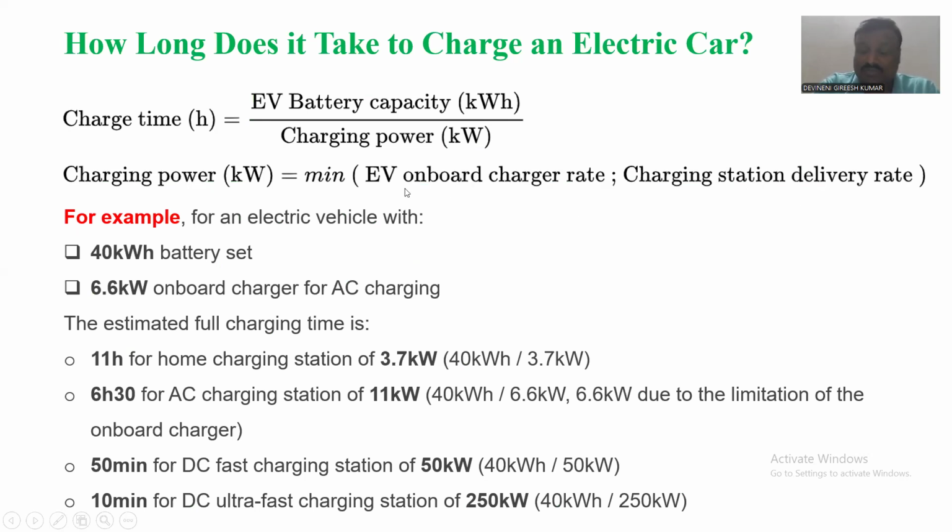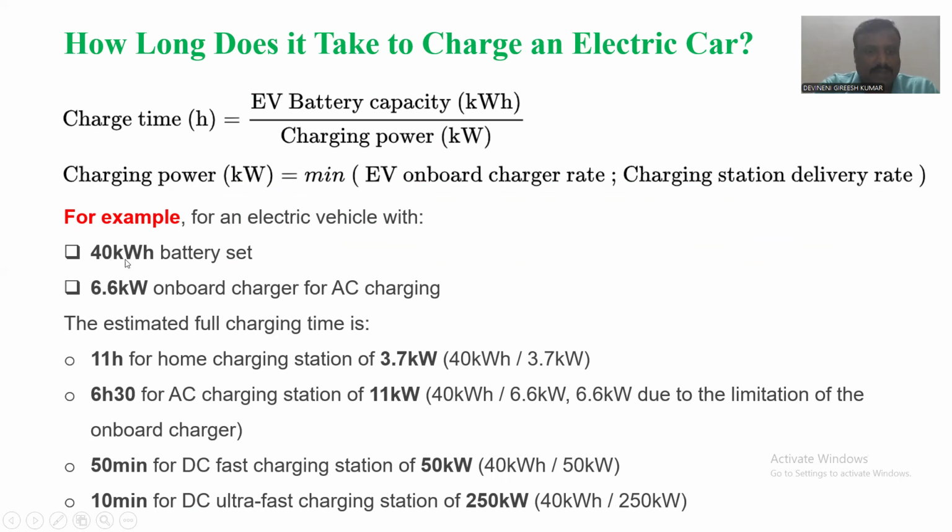Actually, there are two types of chargers, I already told you. One is the electric vehicle onboard charger. Another one is the outstation charging, which is nothing but the fast charging or DC fast charging. And this is onboard charging. So whichever has the minimum rating, that will be considered as the kilowatt rating.